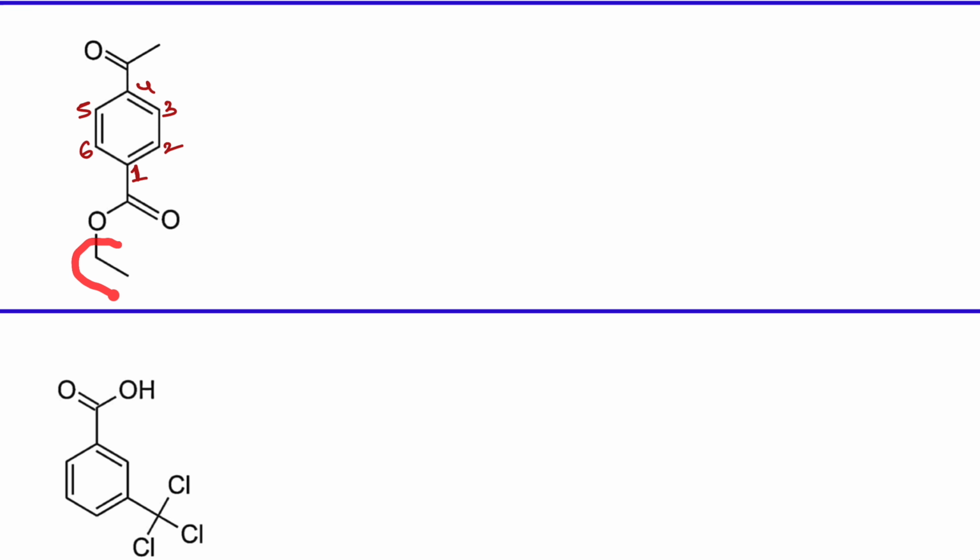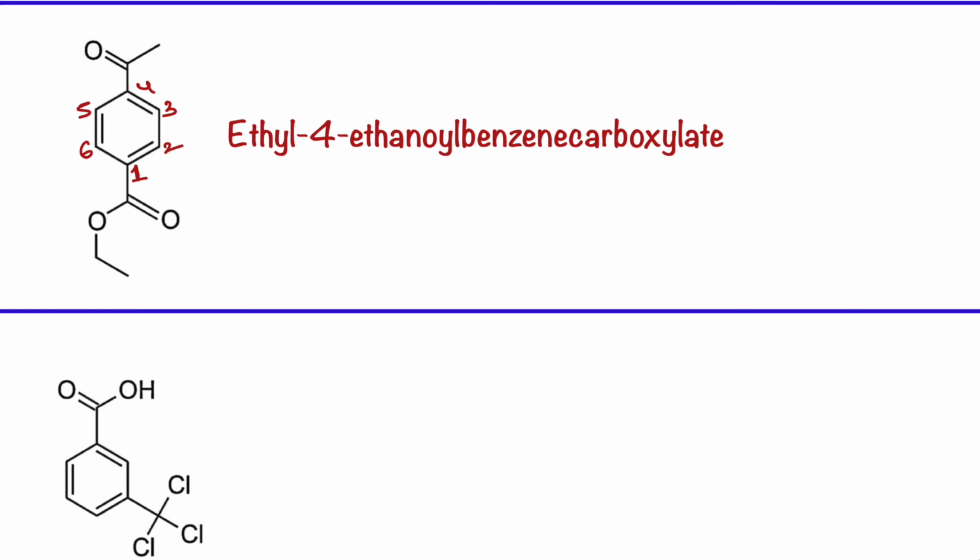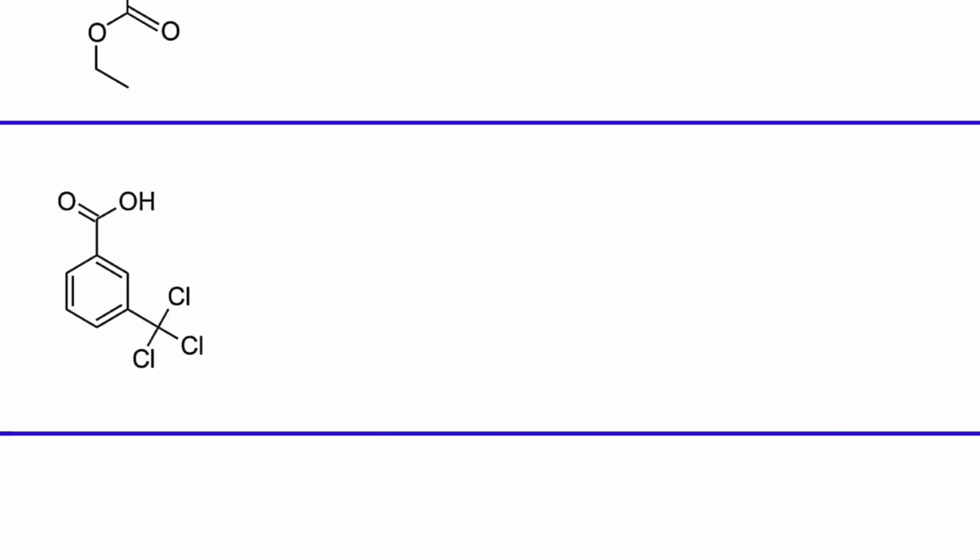So that is ethyl 4-ethanoyl benzene carboxylate. Ethyl 4-ethanoyl benzene carboxylate. Now let us move on to the next example.